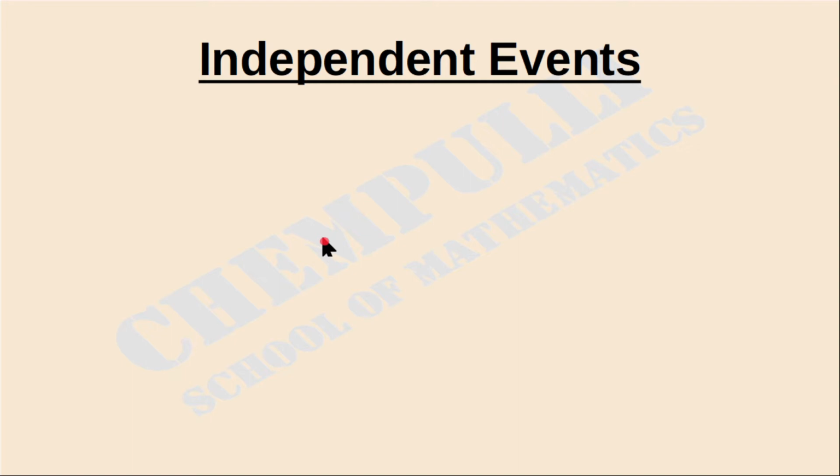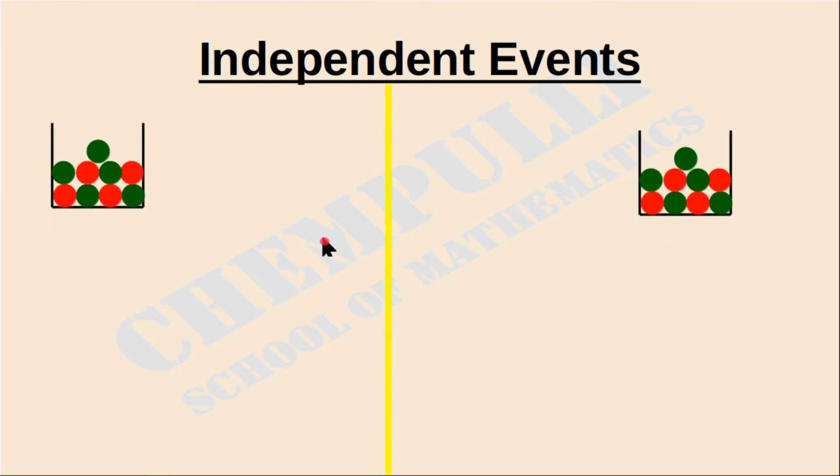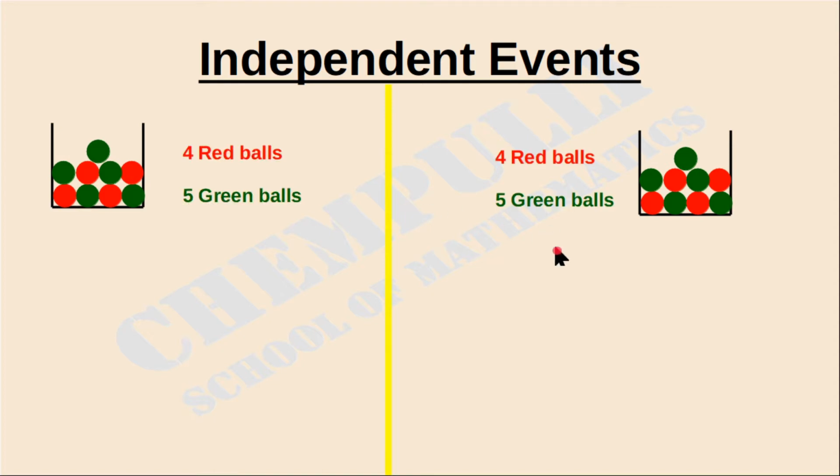Here we are going to learn how to find the probability of independent events. Here there are two boxes. The first box contains 4 red balls and 5 green balls. The second box contains 4 red balls and 5 green balls.